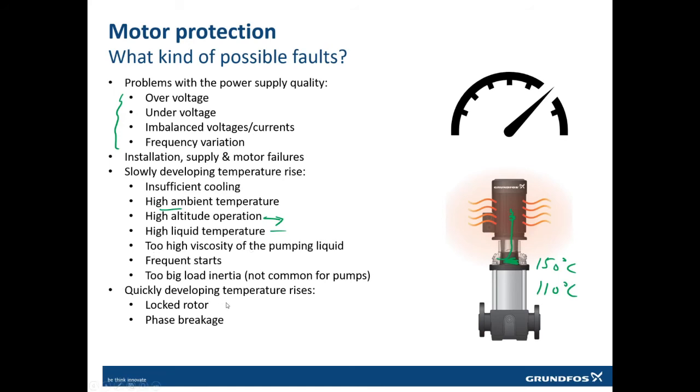Or quick developing temperature rise. Sometimes there is a locked rotor: the motor was rotating and suddenly something got stuck inside the pump. The motor stopped and is trying to rotate, but nothing is happening. It will suddenly increase the temperature rise. Or something called phase breakage. Phase breakage means you have line 1, line 2, line 3 given to the motor, and suddenly one phase is not there. If this situation comes where you have only two phases, these two phases will overload significantly, and the motor will burn very fast, within a split second.